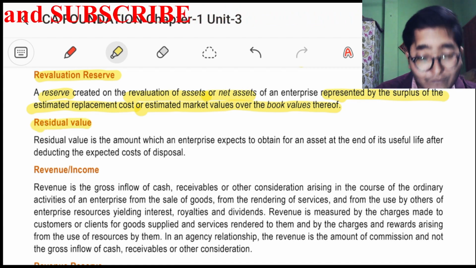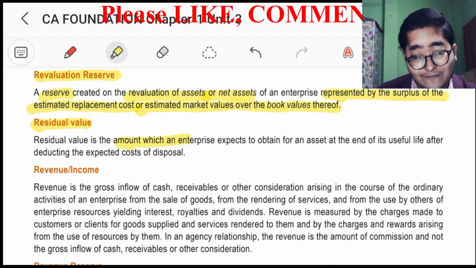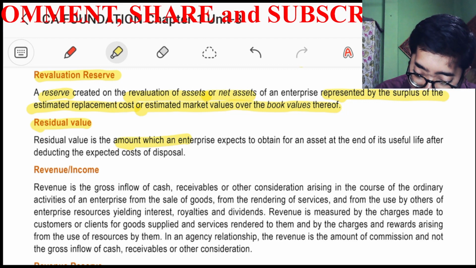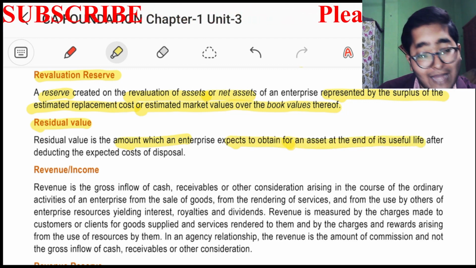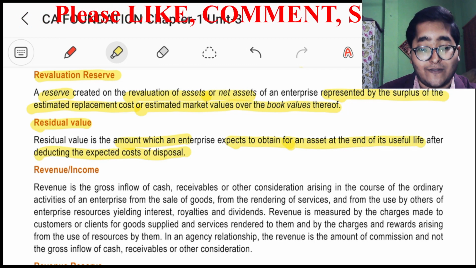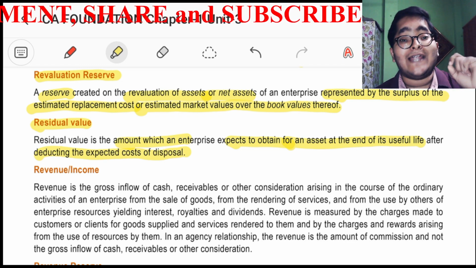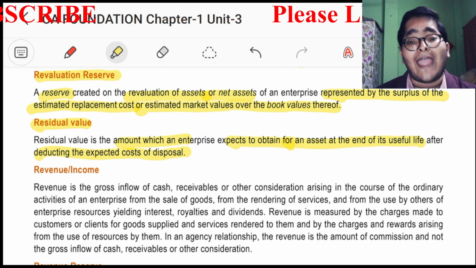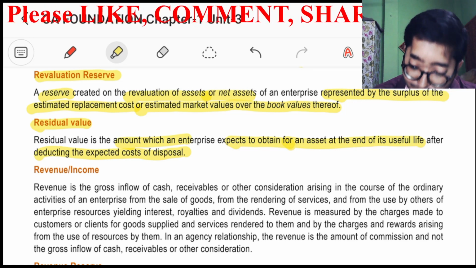So what is a residual value? Residual value is the amount which an enterprise expects to obtain from an asset at the end of its useful life after deducting the expected cost of disposal. After deducting the cost of disposal, the surplus that is available on disposal of an asset after the end of its useful life is known as residual value.